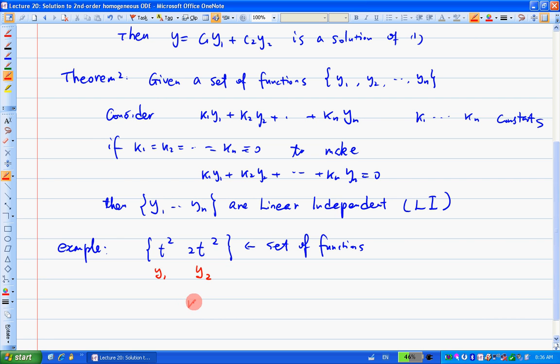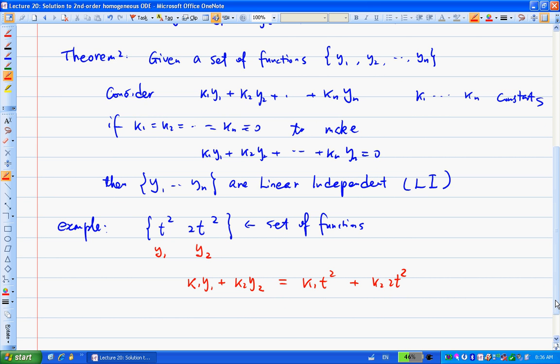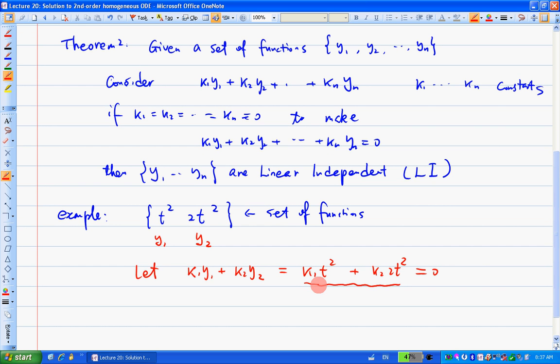What we do is form k1 y1 plus k2 y2. In this case, it's k1 t squared plus k2 2t squared. Then we look at k1 and k2: what possible values can we use for k1 and k2 to make this expression 0? That's the logic here. So let's let this equal 0. There is a t squared in both terms, so I can take it out. That's k1 plus 2k2 equal to 0.